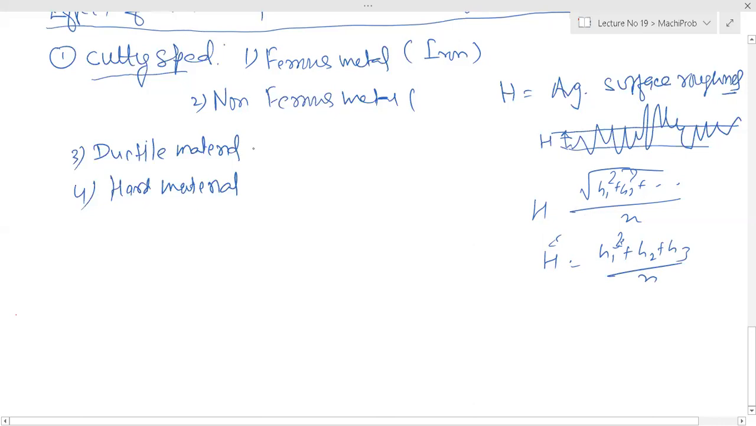In general, when you machine a ductile material, this is your H, this is your speed.